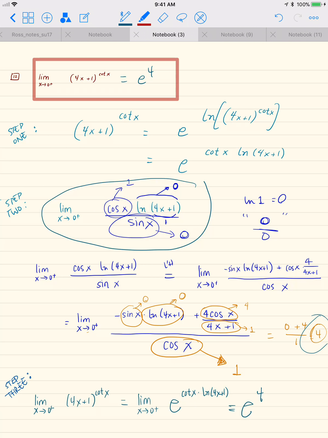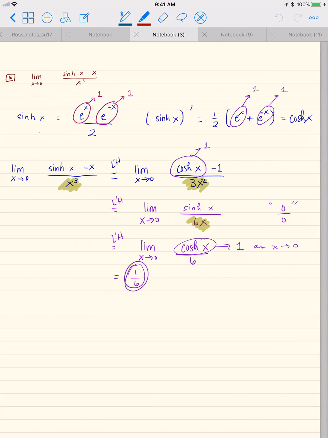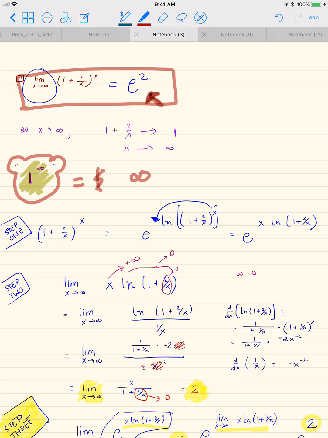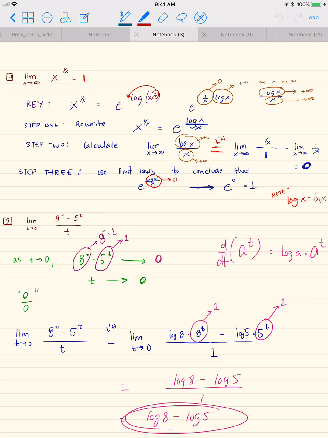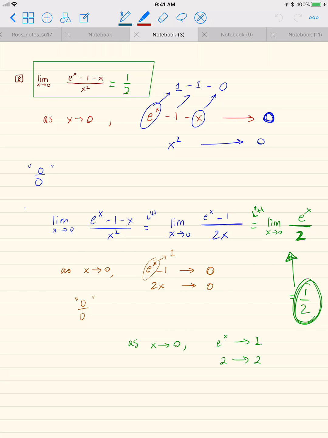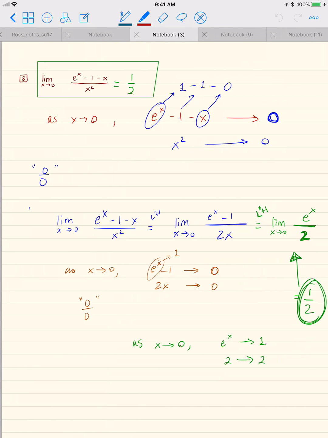So we again have a situation where our indeterminate form was 1 to infinity, and our limit ended up being e to the power of 4. Before it was e to the power of 2, now e to the power of 4. You just never know what you're going to get. So that's why it's important to apply L'Hopital's rule.